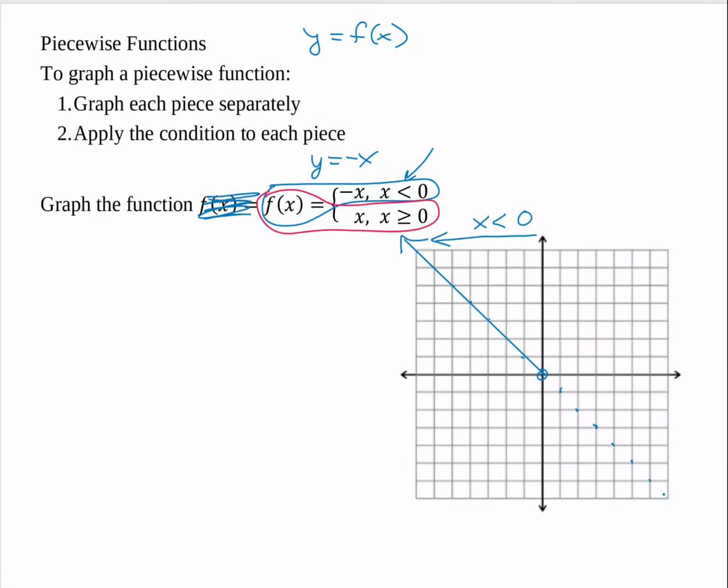Okay? So now the second piece is this guy down here. f of x is equal to positive x. Now remember, y is the same as f of x, so I'm going to pretend for a second that this is y equals x. So where does y equals x live? How do I graph y equals x?